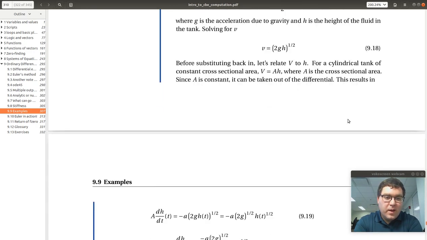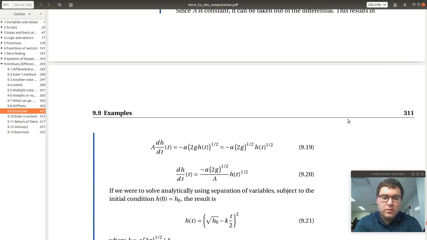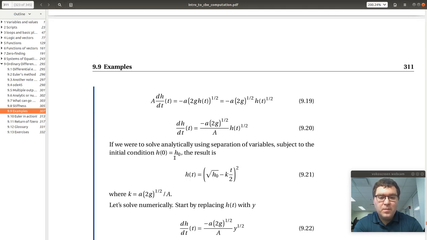And so we have a mass balance, we put in all sorts of good expressions, and we get to this equation, 9.19: cross-sectional area A times dH/dt, so that's the change in volume. But since we want to be able to calculate the height as a function of time, we need to have an expression for the rate of change of height with respect to time, dH/dt, so we need to get dH/dt all alone on the left. And so that's what we've done here.